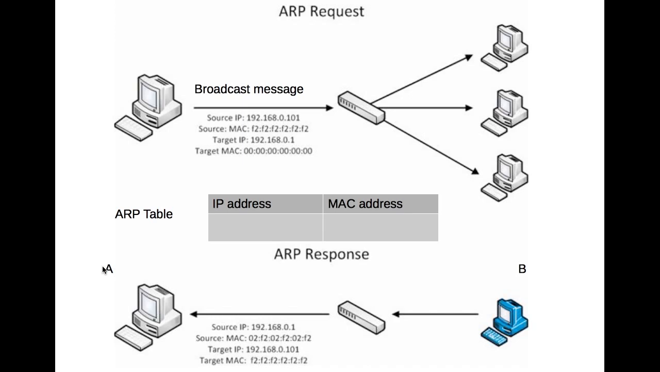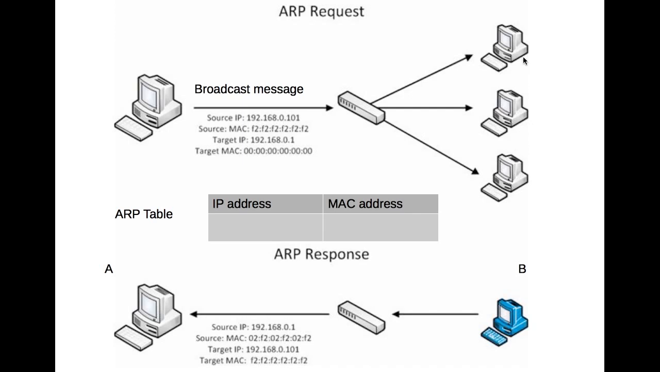So what A will do is send an ARP request. But as it doesn't know machine B's MAC address, this will be a broadcast message. As it is a broadcast message, the target MAC is set to all zeros. So when A sends this broadcast message, all the machines in the system will receive it.